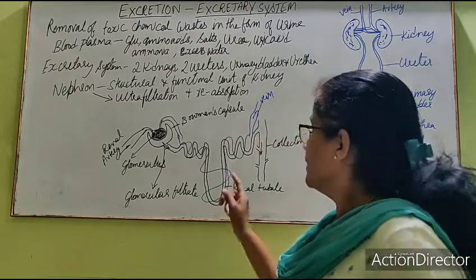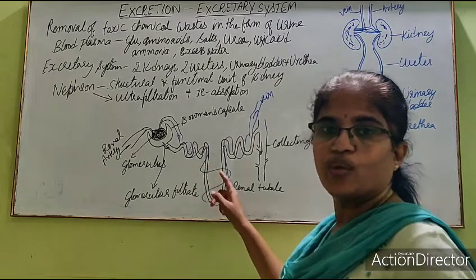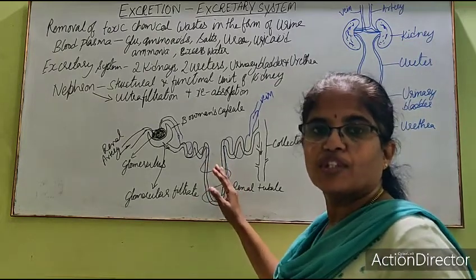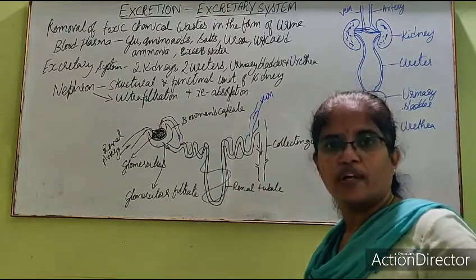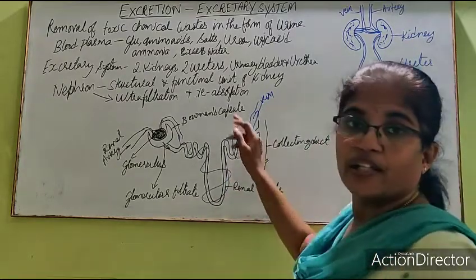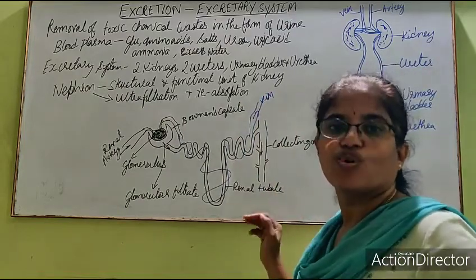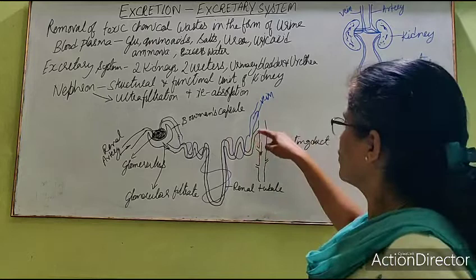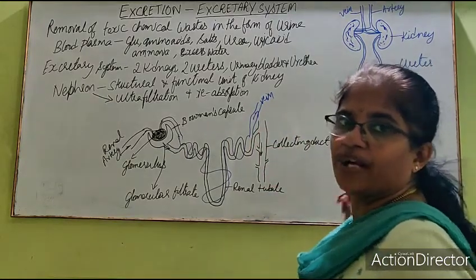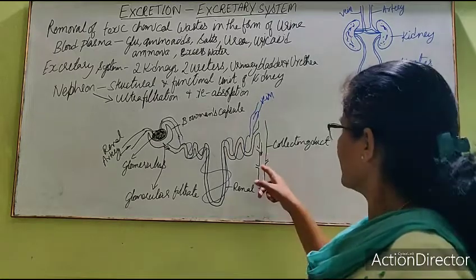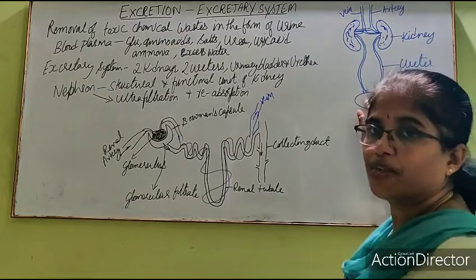After reabsorption in the renal tubule, the remaining filtrate is called urine. That contains urea, uric acid, more salts and less water. That moves to the collecting duct and enters the urinary bladder. This duct is called the ureter, which connects to the urinary bladder.